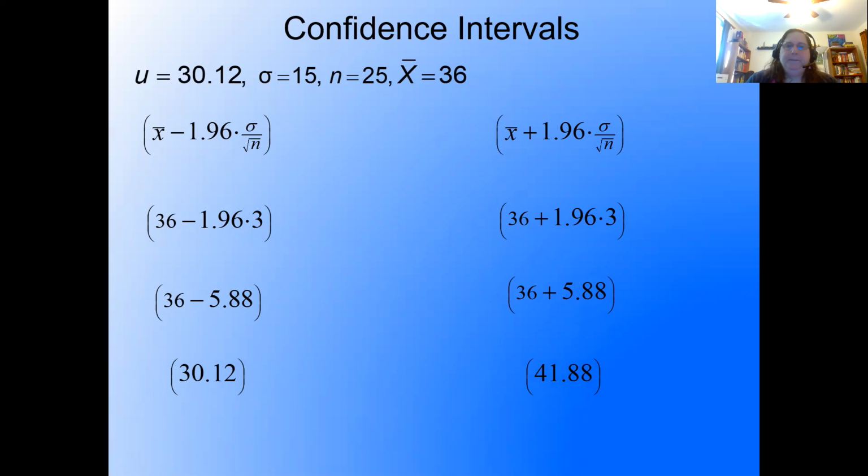So here's the question for you. Does this confidence interval, 30.12 to 41.88, contain the population mean? Remember, population mean is mu. Here's 30.12. Look, it contains it. It's right at the edge of it, but it contains it. Had our mu been 30.05, it wouldn't have contained it. Had it been 31, sure, it would have contained it even a little bit more clearly. But here it is, 30.12, right on the edge.